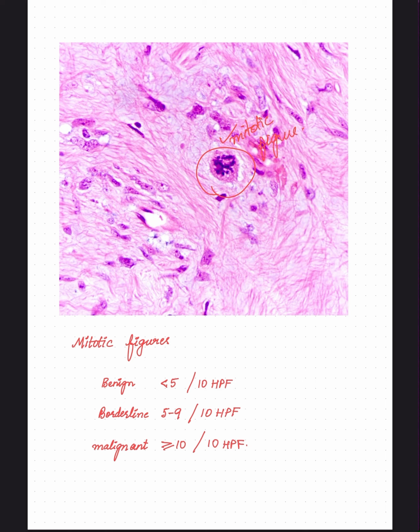If you check 10 high power fields, and among these 10 fields there are fewer than 5 mitotic figures, then those tumors are of benign nature. If there are between 5 and 9, they are borderline. And in 10 high power fields, if you find 10 or more mitotic figures, then those are malignant Phyllodes tumors.